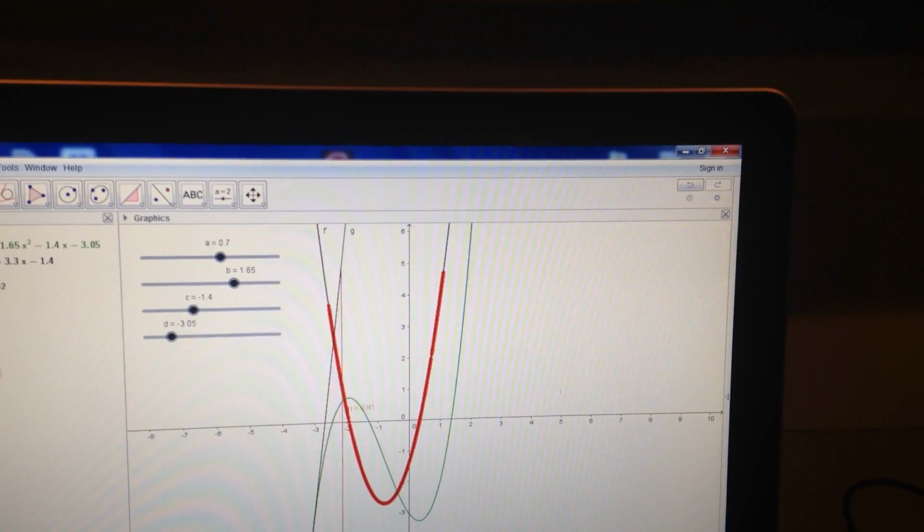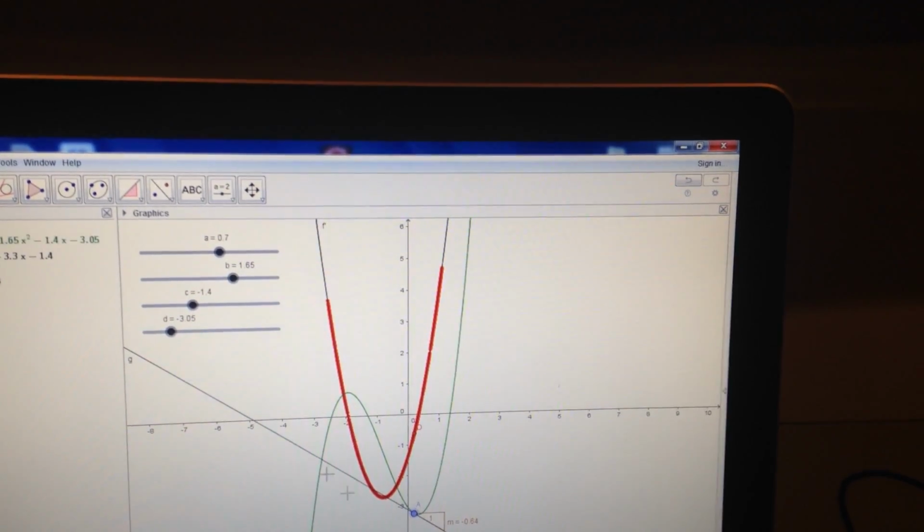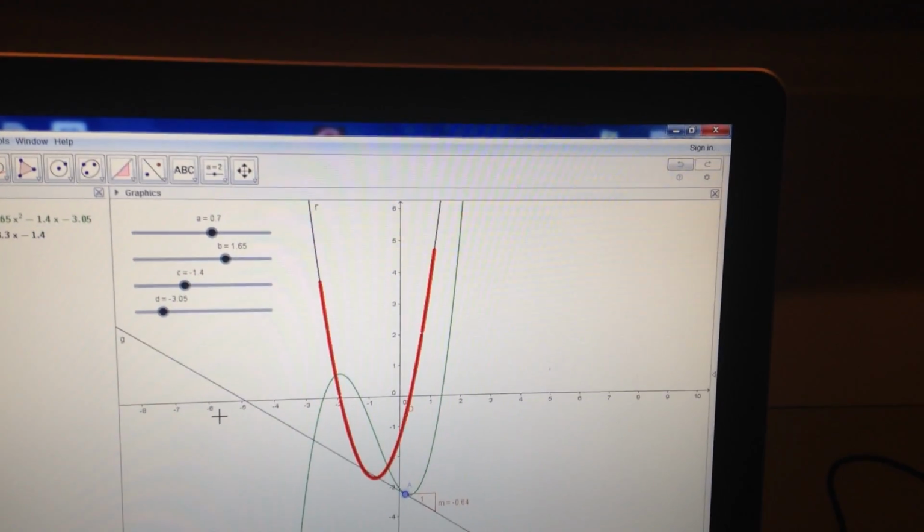So now that becomes red as we trace it around, and it makes our derivative function, our parabola, stand out even more. So a lot of very interesting things going on here.